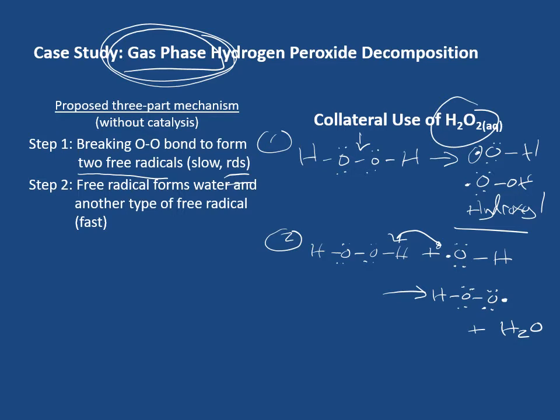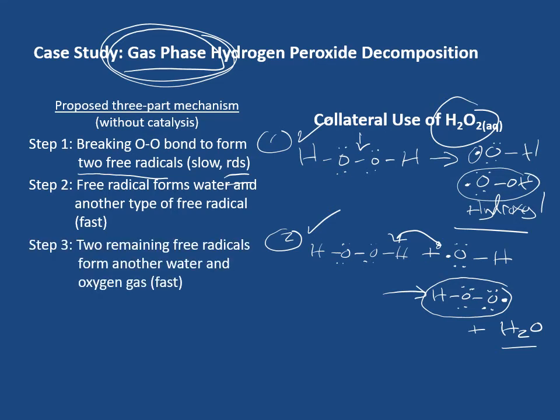Okay, so that's step 2. So we've formed one of our waters. We have to form another water, and we haven't formed any oxygen gas, but we have used both of our hydrogen peroxides from the original balanced equation. And, well, what do you think is going to react next? Well, okay, we don't want to make this too complicated, but we want to think about it a little bit, not just memorize things. So we got this free radical hanging out, and we have this free radical hanging out. Both are very reactive. Well, that's the last step.